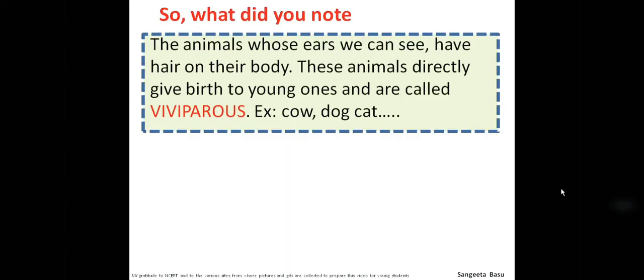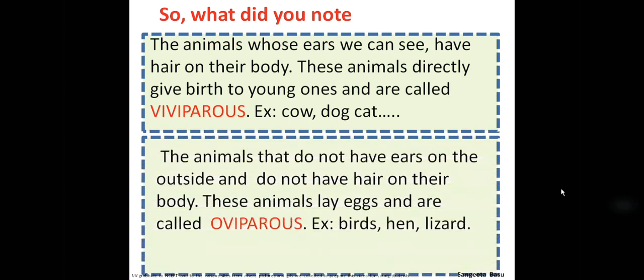So what did we note? The animals whose ears we can see and have hair on their body, these animals directly give birth to young ones and are called viviparous or mammals also. For example, cow, dog, cat, buffalo, lion, tiger, fox and elephant and so on. And the animals who do not have ears on the outside and do not have hair on their body, these animals lay eggs and are called oviparous. For example, birds, all types of birds, hen, lizard, some insects.